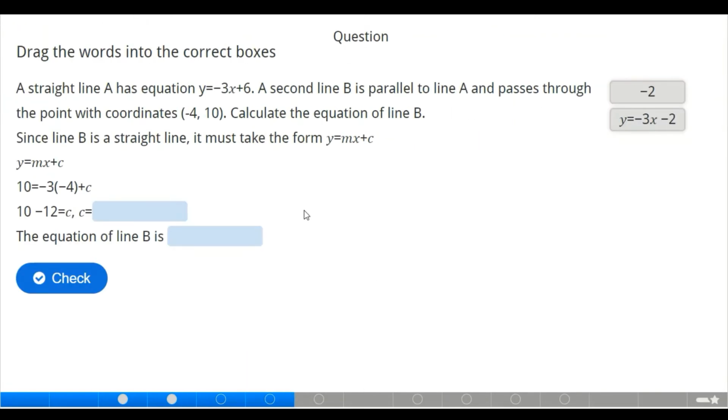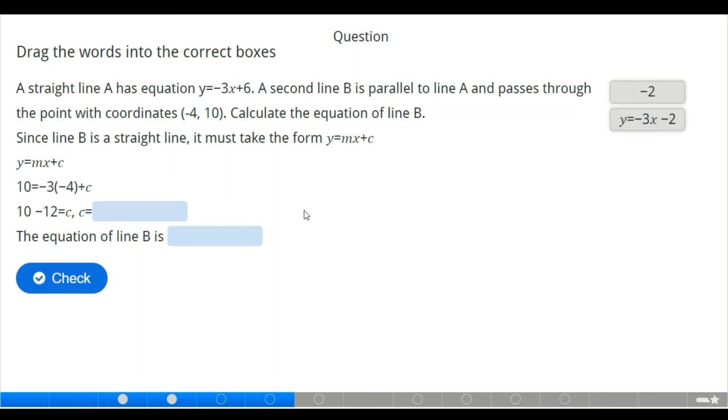Now let's look at a question here. A straight line A has equation y equals minus 3x plus 6. A second line B is parallel to A and passes through the point with coordinates minus 4, 10. Calculate the equation of line B.